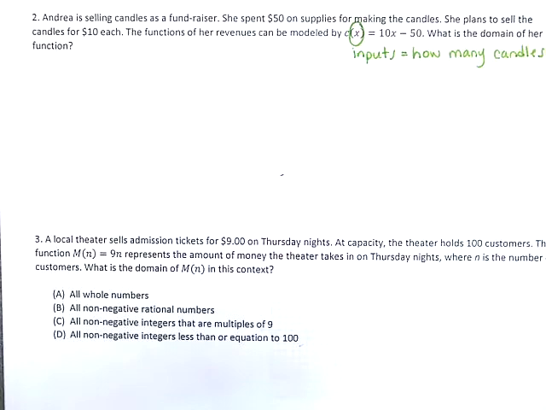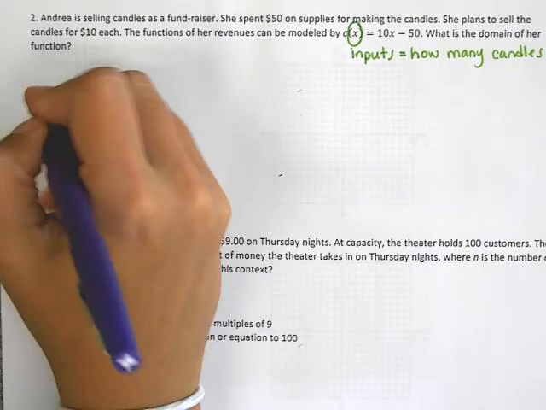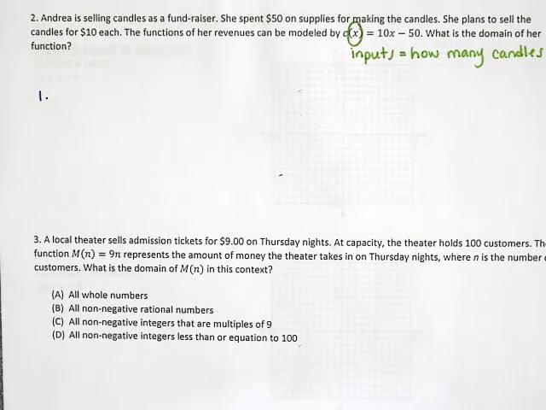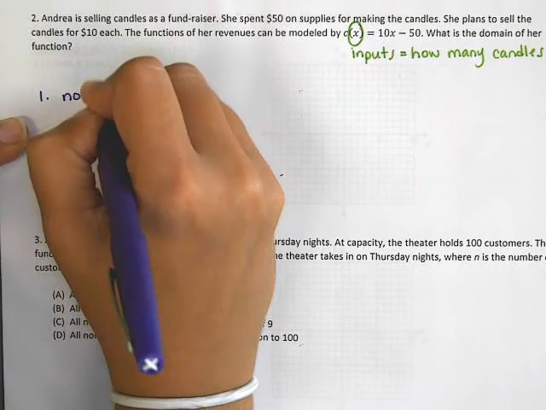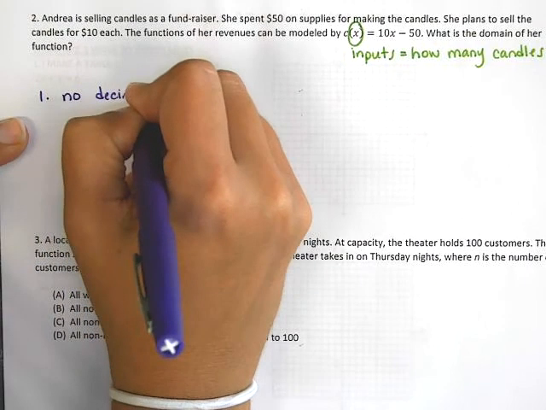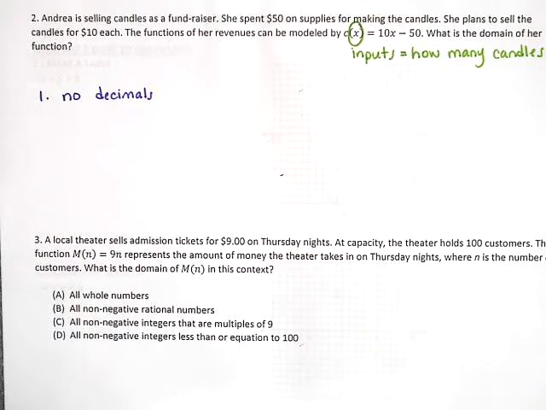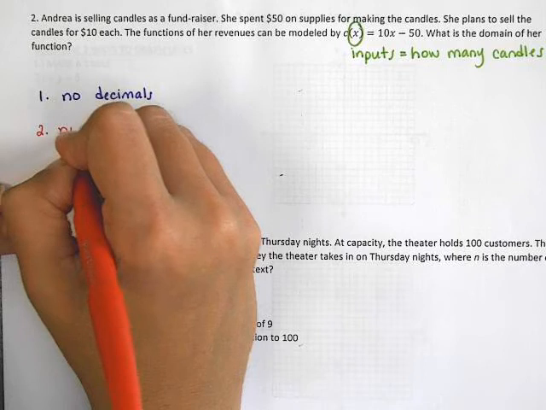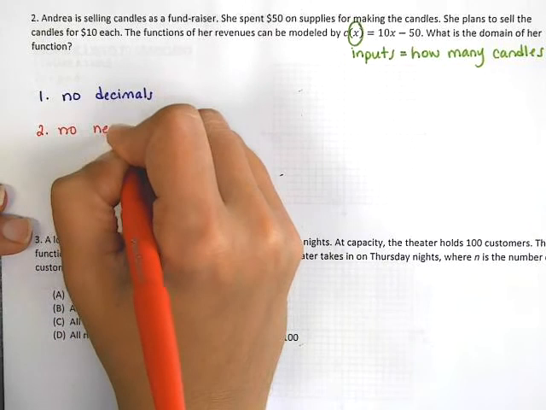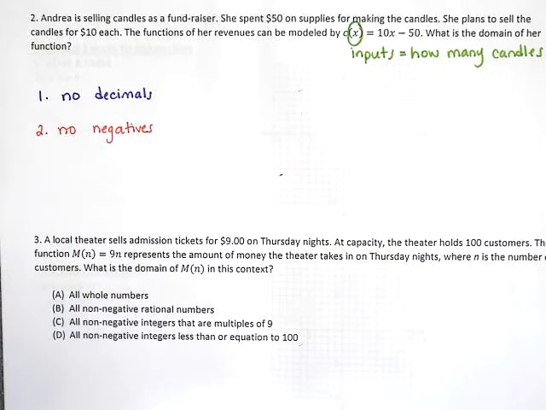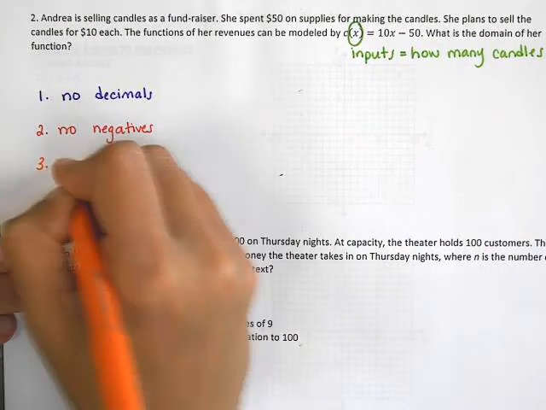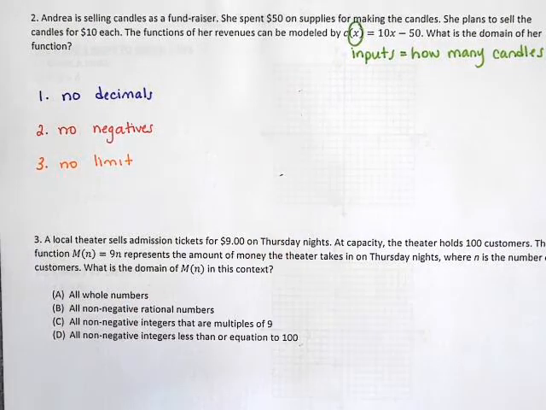So let's go through our list. First, are decimals okay? Well, I don't know anybody that I can buy half a candle from, so I want no decimals. Second, are positives and negatives okay? Again, I don't know anybody that I can buy a negative amount of candles from, so no negatives. And is there an upper or a lower limit? Well, it doesn't say that she can only make a certain number, so there's no limit. She could sell 1,000 of these things if she wanted to.